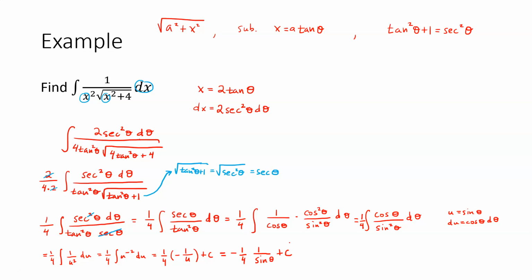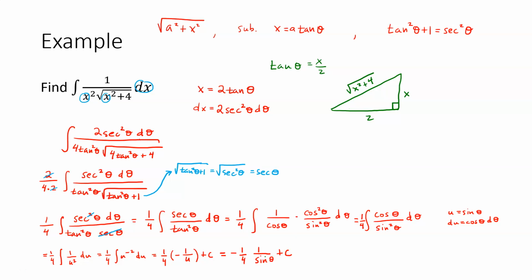But keep in mind, we also have to return to the original variable x. So let's up here draw our little triangle for the substitution. In this case, we substituted x equals 2 tan theta. So from there we get tan theta equals x over 2. So that'll be the opposite over adjacent side. And then the hypotenuse, we'll use Pythagorean's theorem, will be the square root of x squared plus 4.